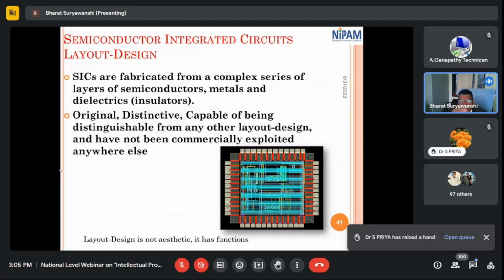Another kind of intellectual property is semiconductor integrated circuit layout design. You are using Taiwan chips, China chips, and many more, but you can have your own chips by registering them in the government of India. Electronics fellows and physics fellows know these. These are fabricated from a complex series of layers of semiconductors, metals, and diodes. To get it registered, they should be original and capable of being distinguished. Then definitely the circuit can be registered in the government of India.